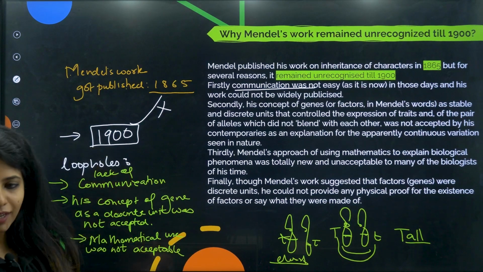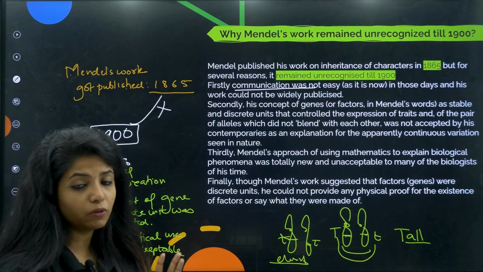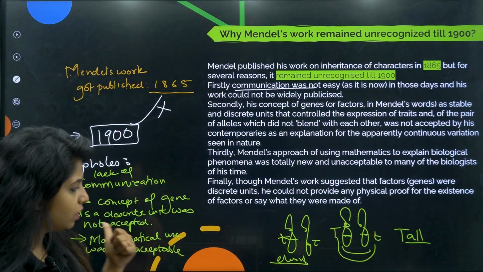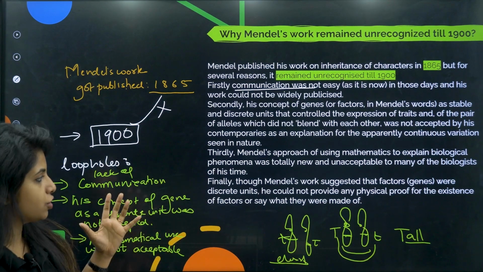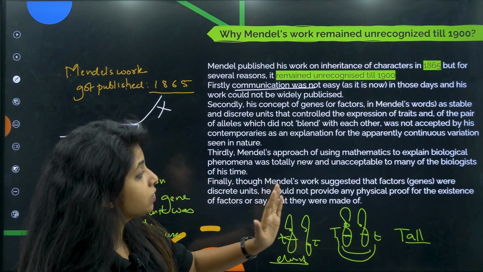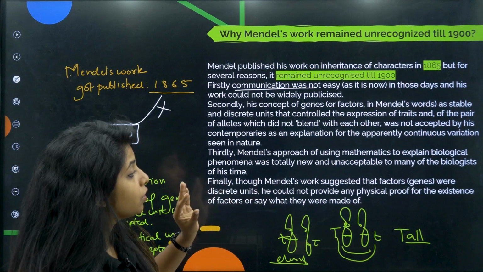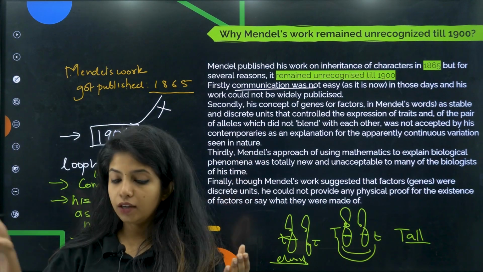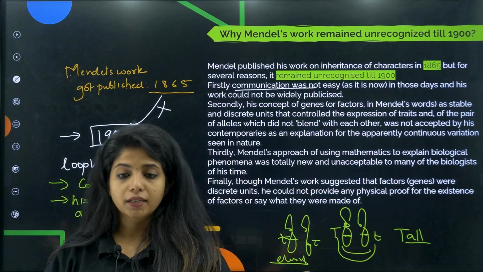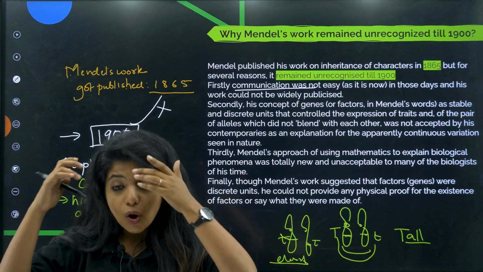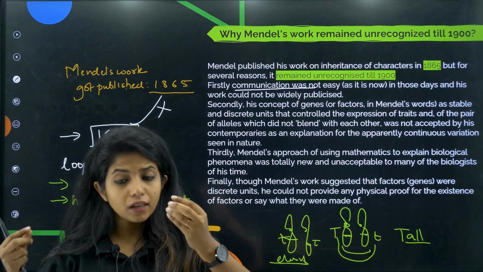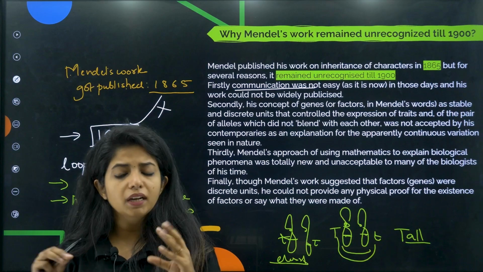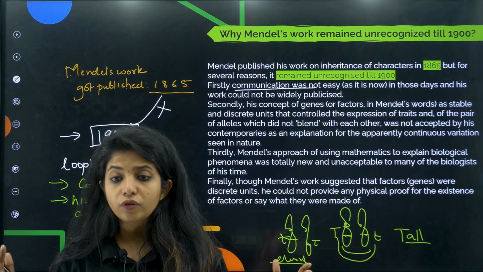So: communication, his concept of gene as a discrete unit which does not show blending, and use of mathematical applications. Next, finally, Mendel's work suggested that factors were discrete units, but he could not provide any physical proof. He was just saying that if I cross a tall plant with a dwarf plant, I get all the plants as tall. He said there are factors responsible for this, but he did not show it. There was no physical proof.